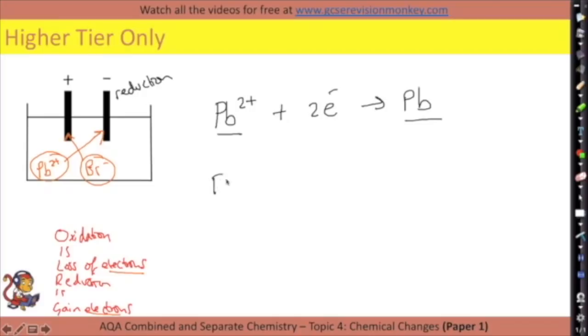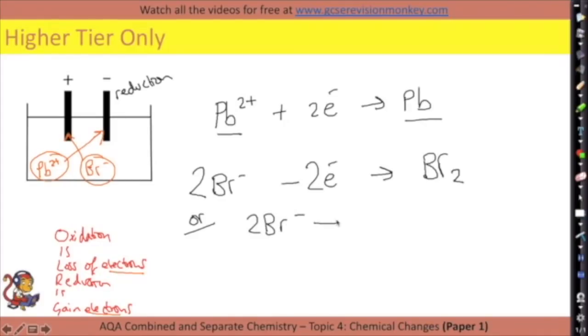So with bromine, bromide ions lose electrons and they turn into the bromine molecule. So bromine goes around in pairs, so it must be Br2. So we need to balance that up by a 2 there and a 2 there. The other way that you can write the half equation for bromine, you may see it the other way by saying that bromide ions turn into bromine atoms and lose 2 electrons. So for the positive electrode, there's 2 ways that you can write the half equation.